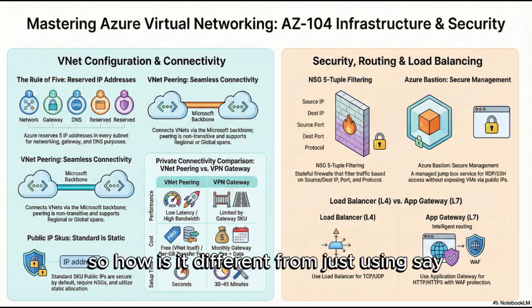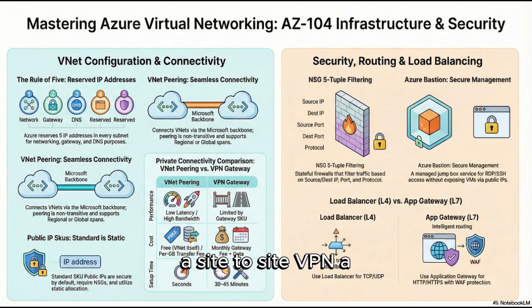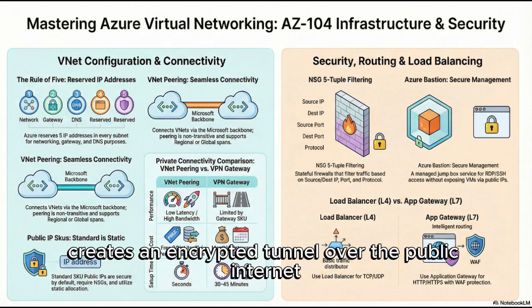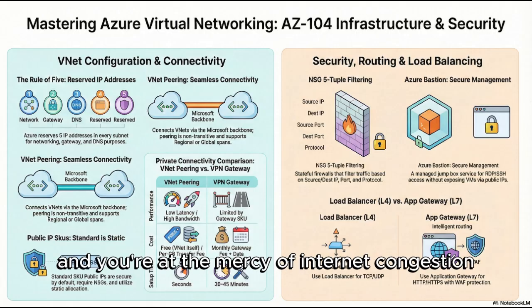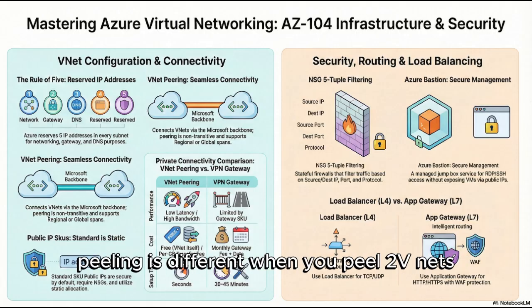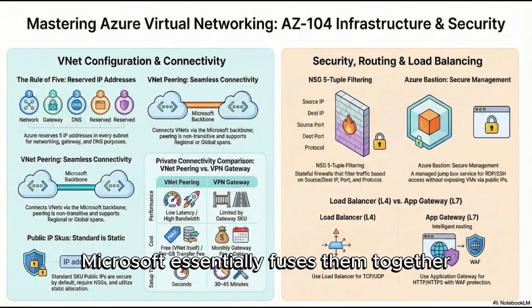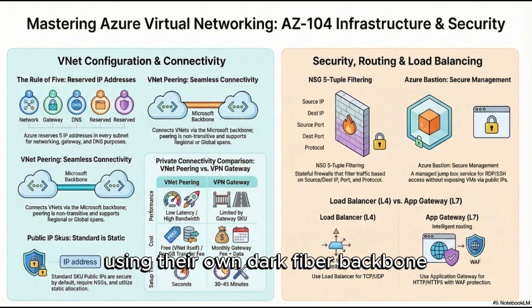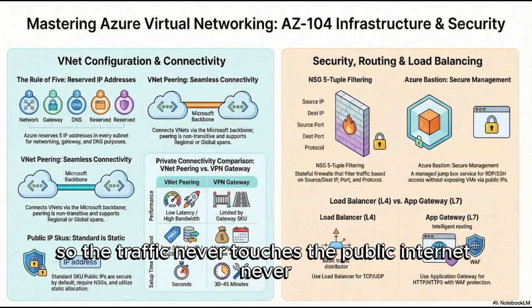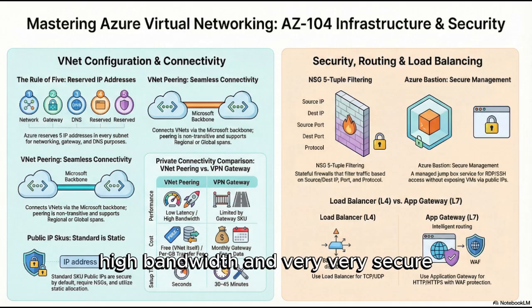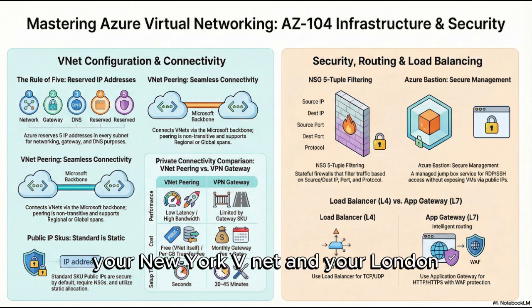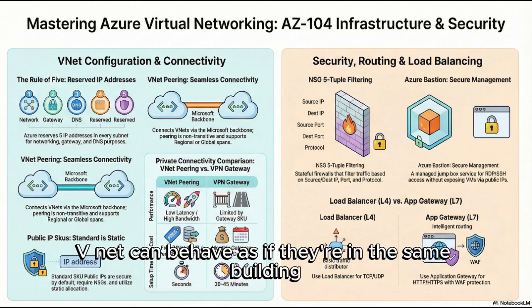So how is it different from just using, say, a site-to-site VPN? A VPN creates an encrypted tunnel over the public internet. And it works, but it has bandwidth limits, it adds latency, and you're at the mercy of internet congestion. Peering is different. When you peer two VNets, Microsoft essentially fuses them together using their own dark fiber backbone. So the traffic never touches the public internet. Never. It stays on the Microsoft global network. That means it's incredibly fast, high bandwidth, and very, very secure. And you can do this globally. Your New York VNet and your London VNet can behave as if they're in the same building.